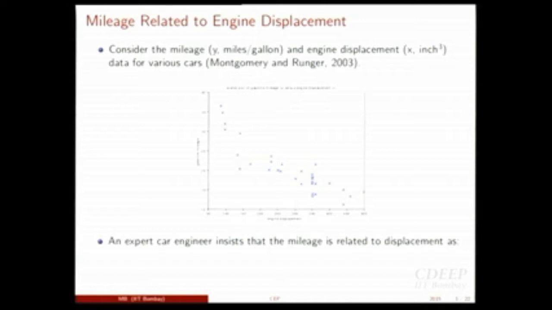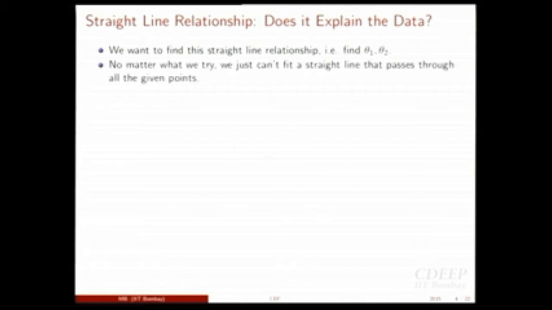This data is given to you, and if you see the trend, as the size of the engine increases, the mileage goes down. The car uses more fuel. Now you want to say whether this mileage is a function of the displacement or not. A car engineer claims that they have this type of relationship. This is your x and this is your y. They are related by a straight line relationship, and the problem for you is to find those parameters.